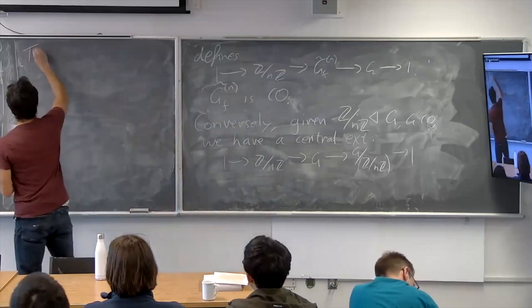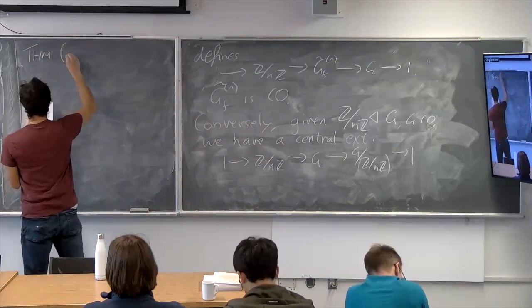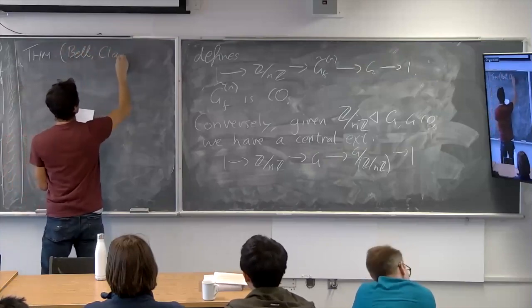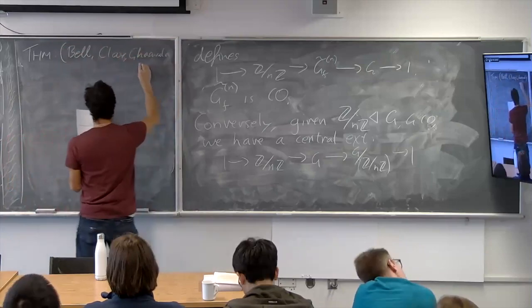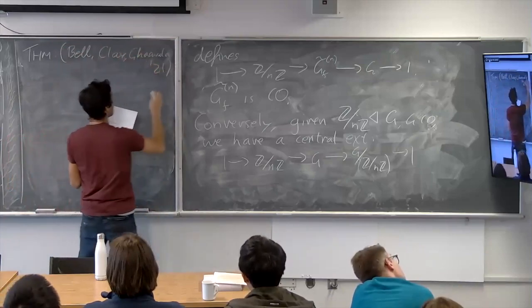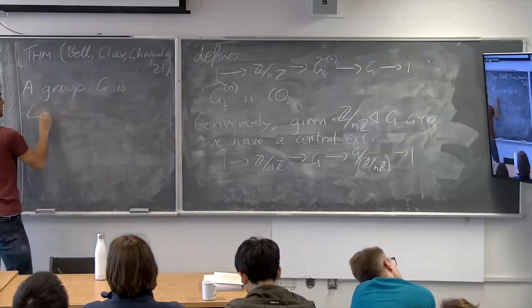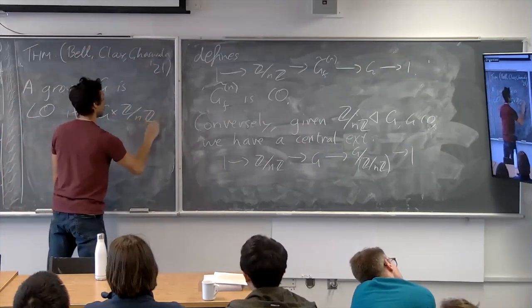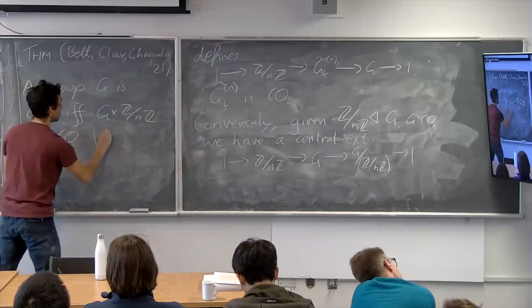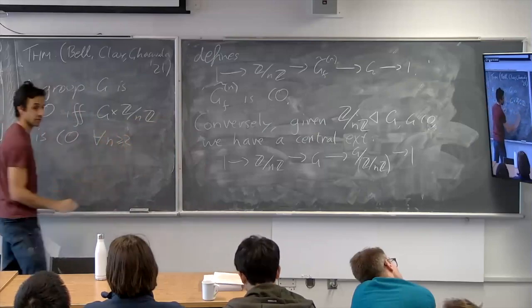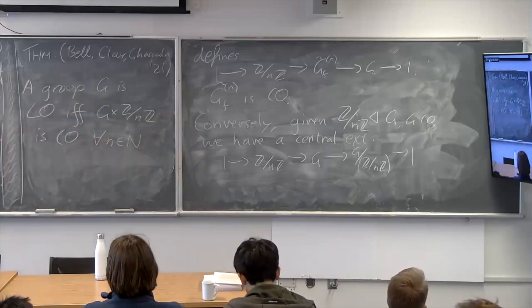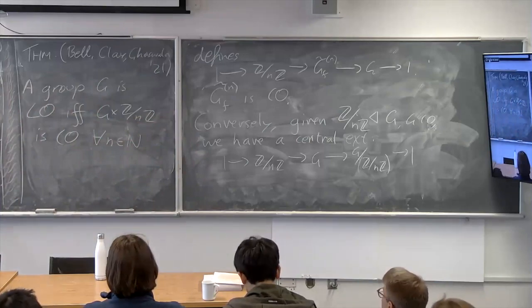So here's a theorem. It's due to Jason Bell, Adam Clay, and myself, from a couple of years ago. A group G is left orderable if and only if G cross Z mod NZ is circularly orderable for all N. I guess for all N greater than or equal to 1. Let's just go with the natural numbers. I'm not going to sketch out the proof, but I want to talk about some new sort of objects you get out of this theorem.